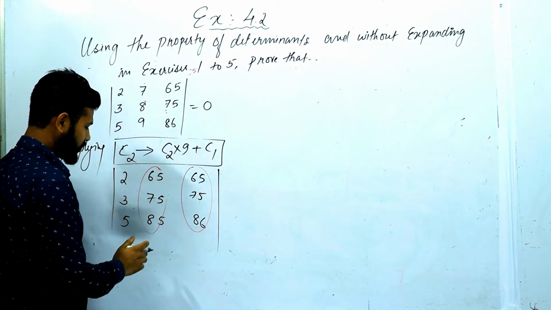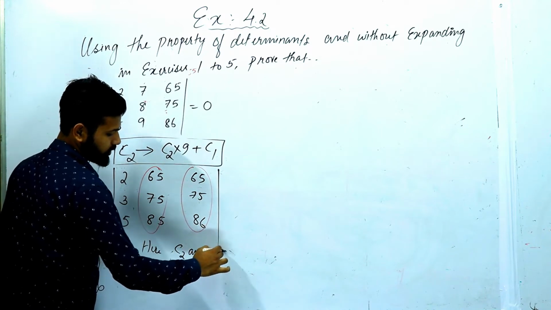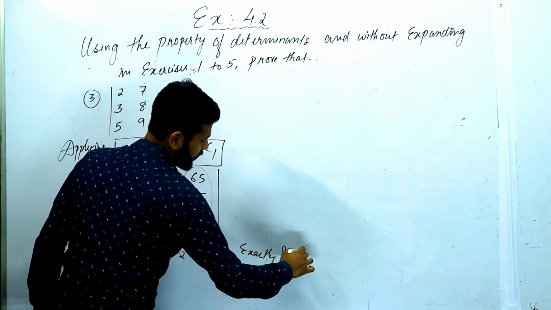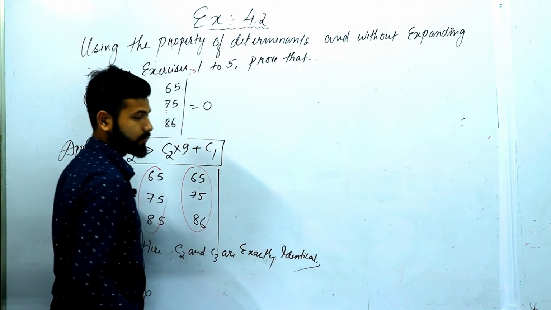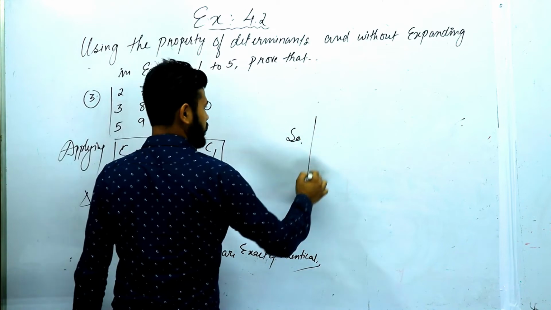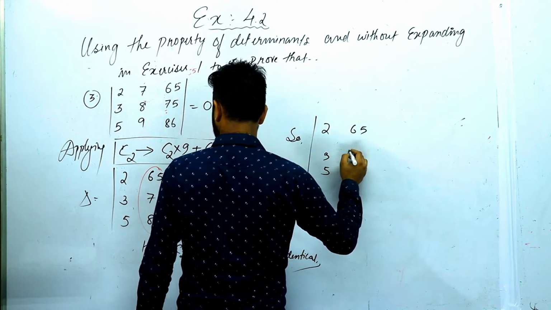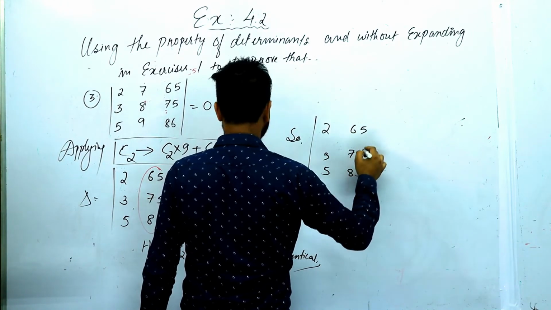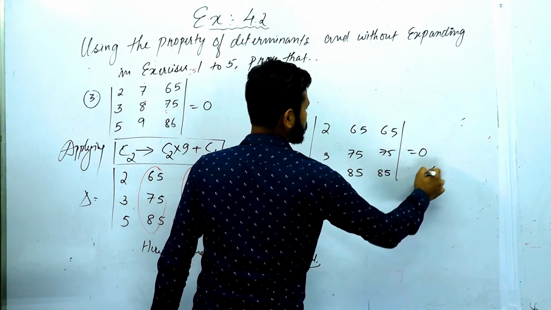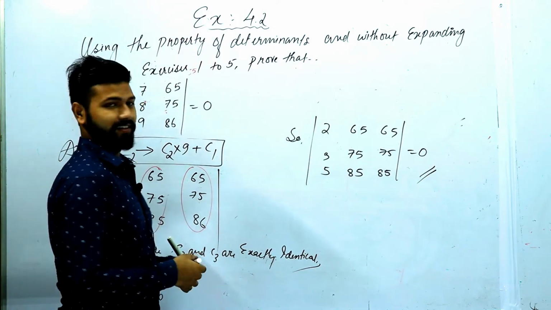So you can say here column 2 and column 3 are exactly identical or same. So I can say that here the determinant is zero. So we can say that 2, 3, 5, 65, 75, 85, that is your 65, 75, 85, gives you 0. Proved. I hope you're enjoying it. Very interesting, right? So let us go to the next one.